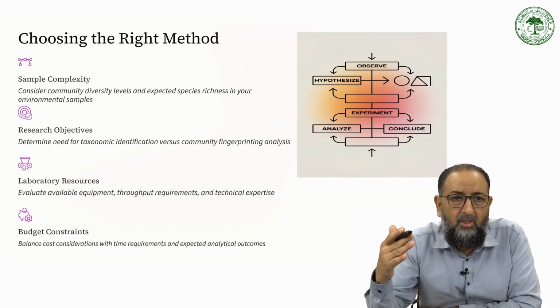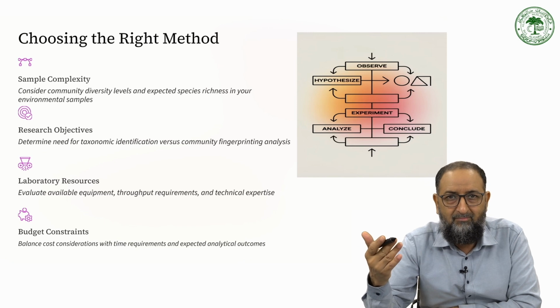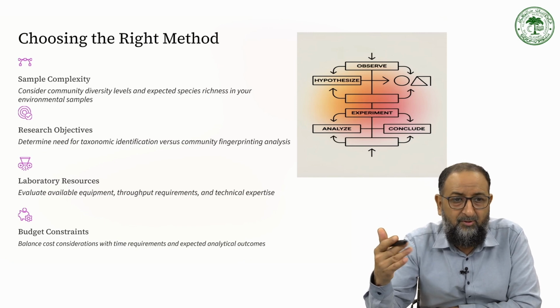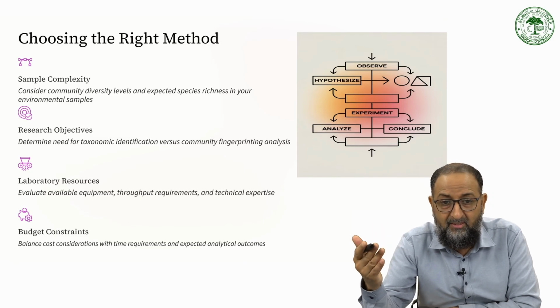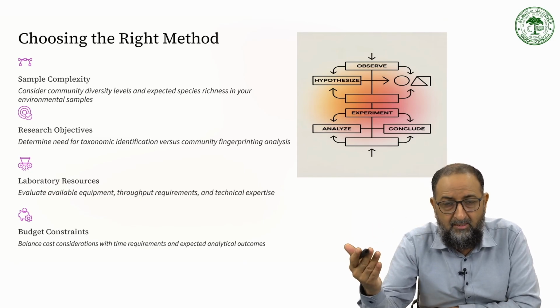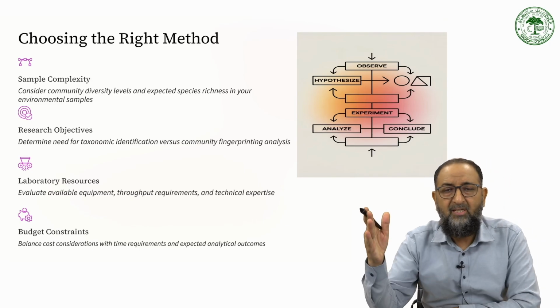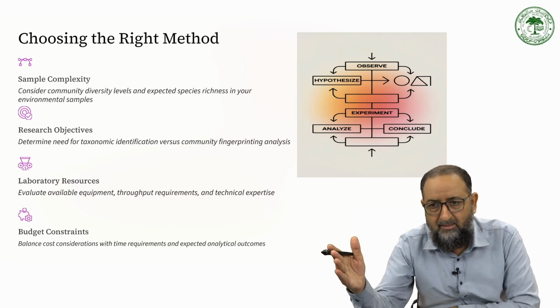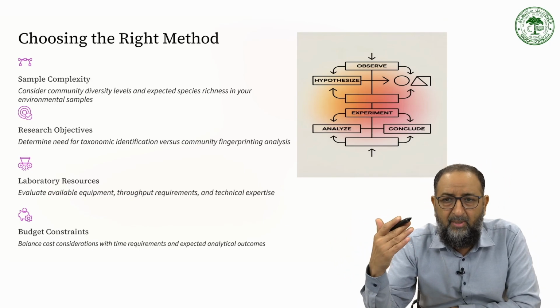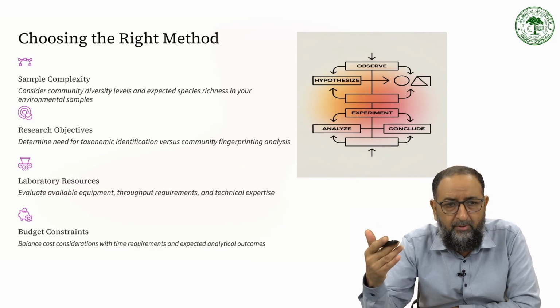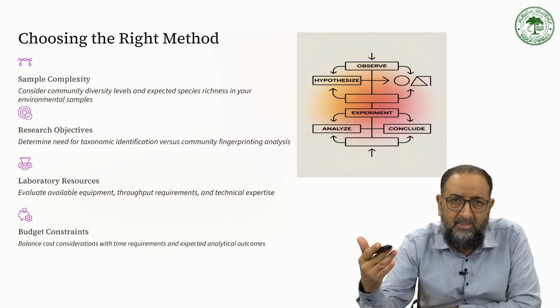So you have to look into the complexity of the genome, right? Then research objectives. What are the research objectives? Determine the need for taxonomic identification versus community fingerprinting analysis. So whether you are going for taxonomic identification, fingerprinting or molecular analysis, what kind of experiment are you preparing? What is your hypothesis? You have to look into that before you pick the method you are working with.